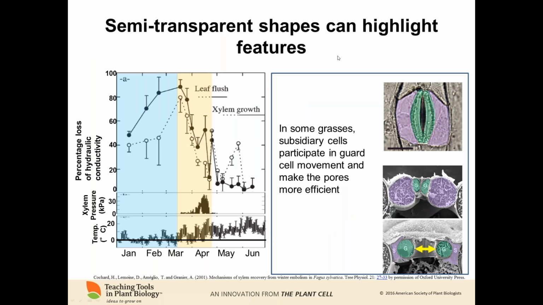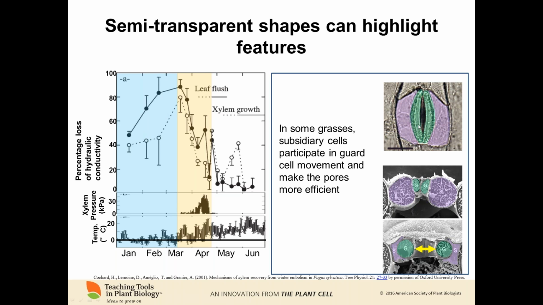Okay, a couple more things you can do. You can use a transparent fill. So this was a picture of xylem pressure and hydraulic conductance transitioning from winter to spring, and it wasn't really obvious that this was a transition in the original figure. So I did an overlay of a transparent bar to highlight this transition.